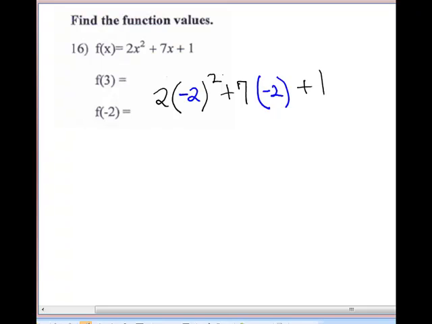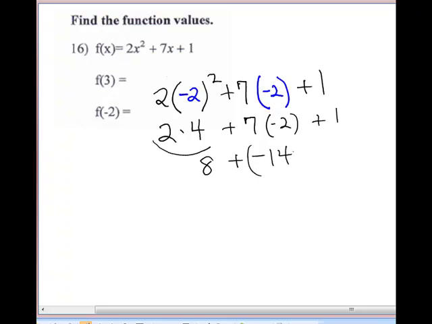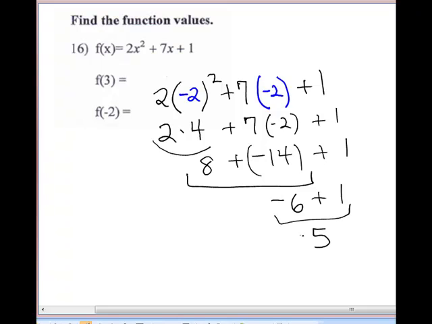So, order of operations, exponent first. This sign does go to the power. Negative 2 times negative 2 will give you a positive 4. And there's no more exponents. We will do the multiplications left to right. So 2 times 4 is 8. 7 times negative 2 is a negative 14. And plus 1. Add and subtract left to right. Different signs. So we're really going to subtract, sign of the larger. And then we have different signs again. Subtract, sign of the larger.